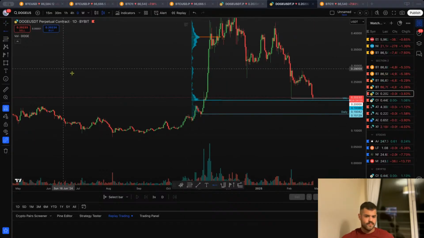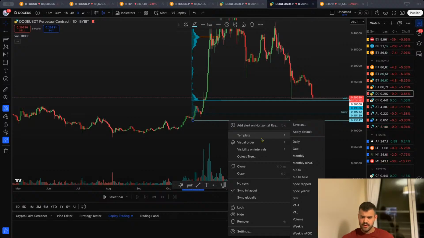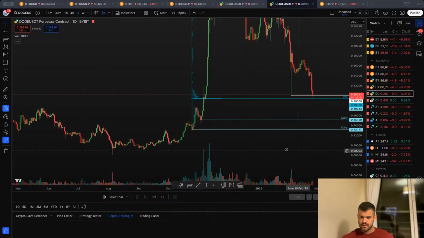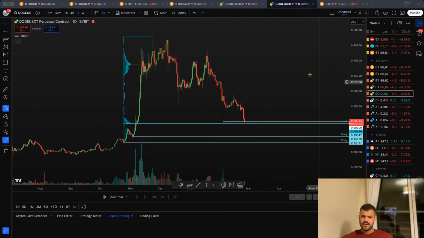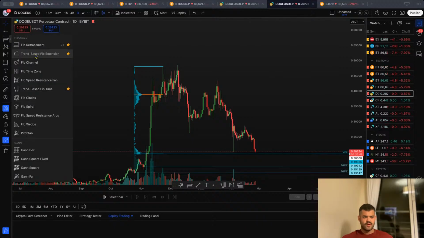Daily there. And that's it. That's all I can see for now, unless we want to go down lower. We could go down lower to grab that liquidity, to be honest. Yeah, do you know what? I'm going to pull a trend-based fib to see where we go out from here.